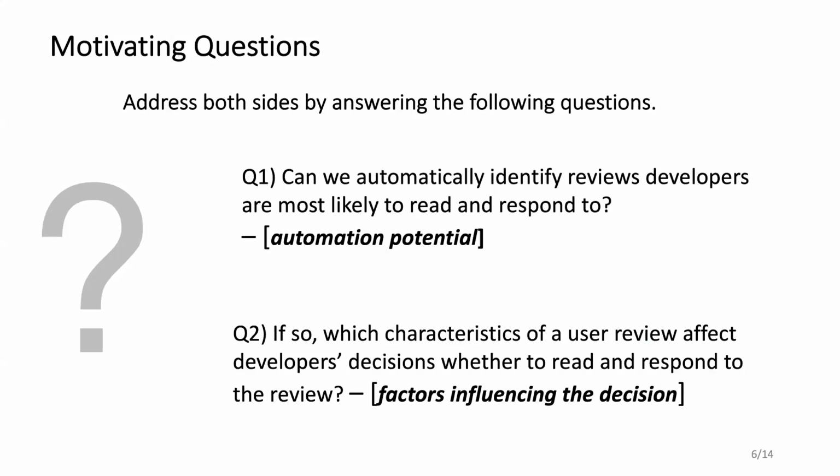To address both sides, we need to answer the following 2 questions. 1, can we automatically identify reviews developers are most likely to read and to respond to? And if so, which characteristics of a user review do developers use to decide whether the review will be read and responded to? To answer these 2 questions, we create a machine learning model to predict whether or not a review will get a response. The performance of the model can tell us the potential to automatically identify reviews developers most likely to read and to respond to. And by examining the learned relationship between review features and developer responses from the model, we can understand which characteristics of a user review influence developers' response decision.